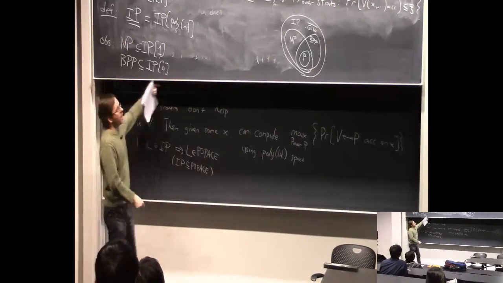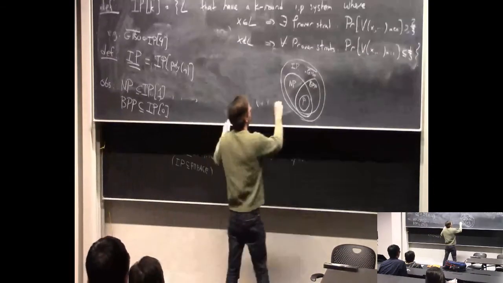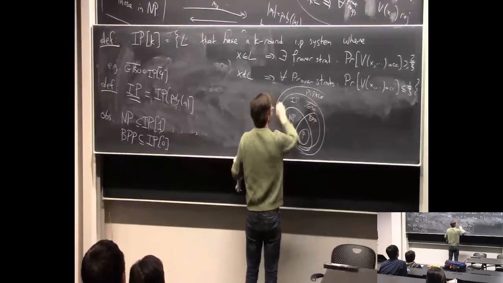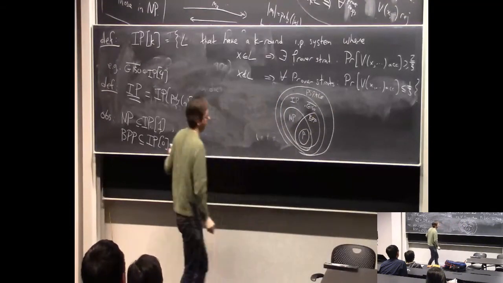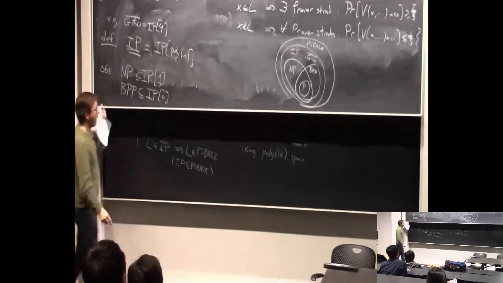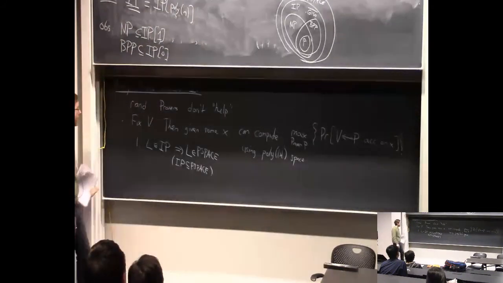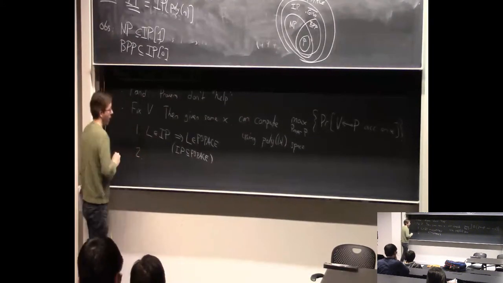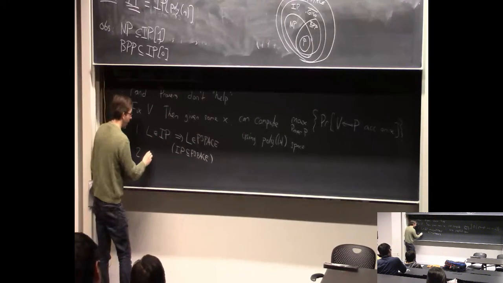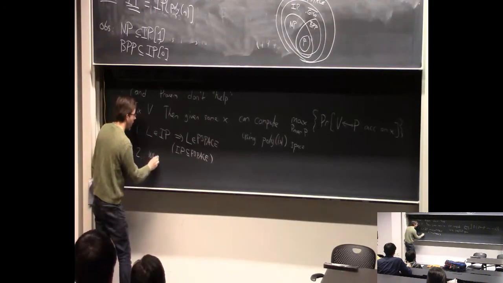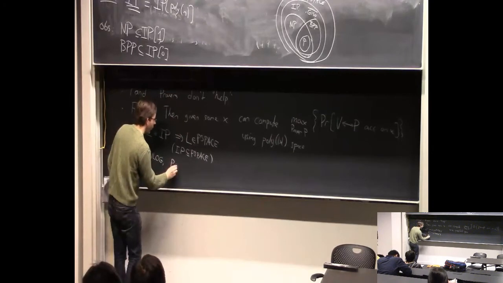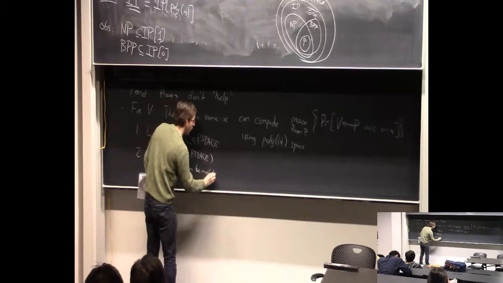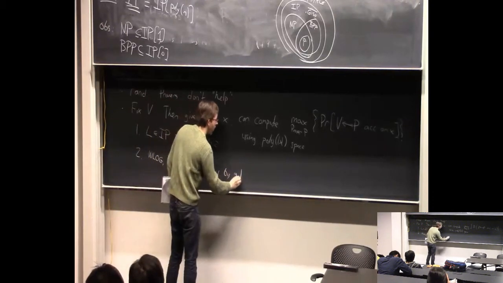OK, so that's kind of nice in the sense that it puts some upper bound on the power of IP. It's inside PSPACE. And another nice thing about this is it means that, basically without loss of generality, the prover can be modeled by a polyspace Turing machine.